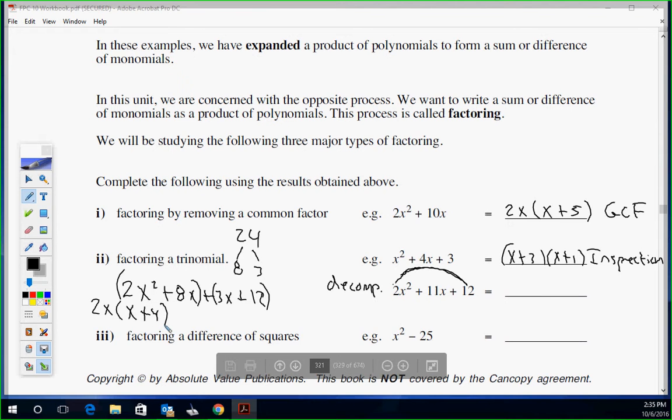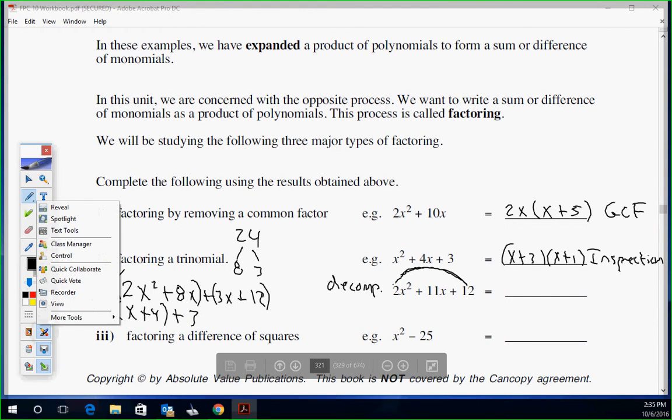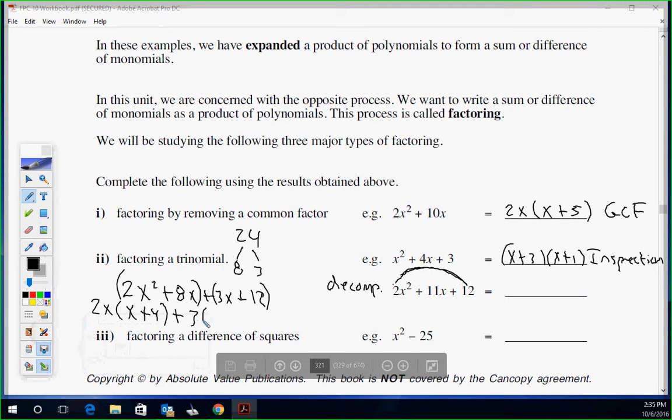What's a 3x and a 12 have in common? 3. Okay, so the 3 comes out, so that becomes x plus 4. They match. That means you did it right. That's one of your factors. Again, I'm just introducing this, so please be patient. So x plus 4 is one of your factors. The things on the outside, 2x plus 3. That's the other one, and you're done. 2x plus 3 times x plus 4.